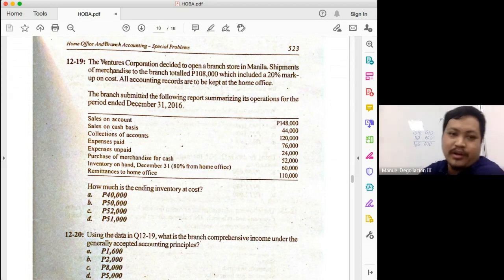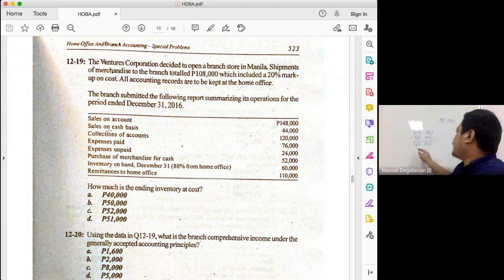160,000. What do we call the 160,000? Total goods available for sale. Okay? And if you already have your total, what do you deduct? You deduct your ending inventory. Are we given that? The answer is yes. It's 60,000. Okay, so that means our cost of goods sold is 100,000.